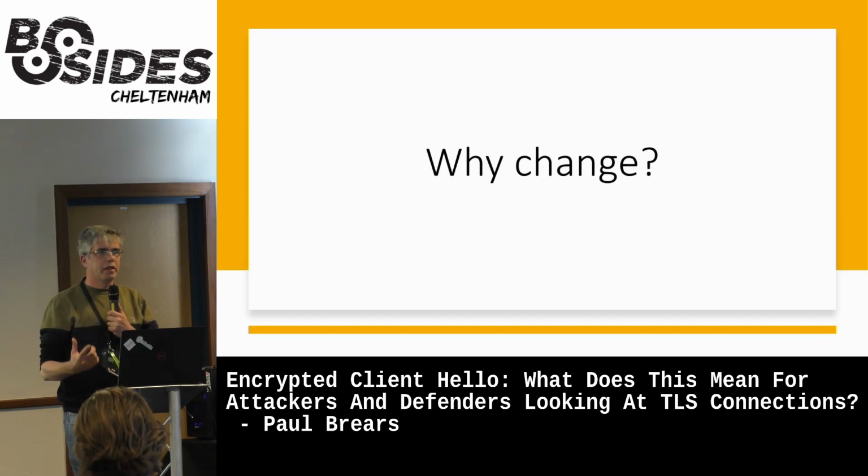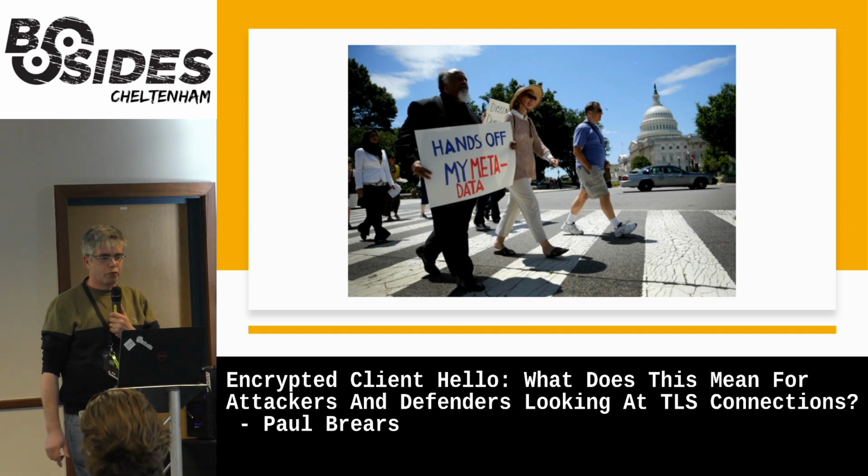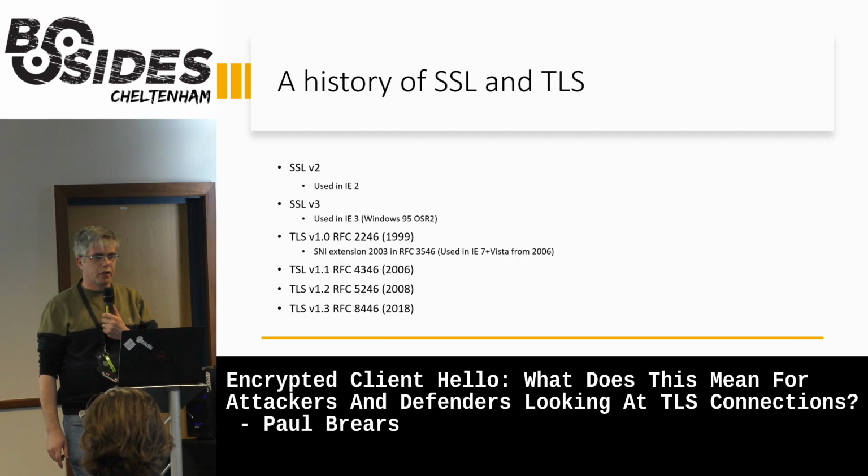So why has this change happened, that people are looking at improving TLS security? People remember this photo taken from when the Edward Snowden revelations came out. They caused people to start thinking about what metadata was around and how they could encrypt it better. So, a brief history of SSL and TLS.